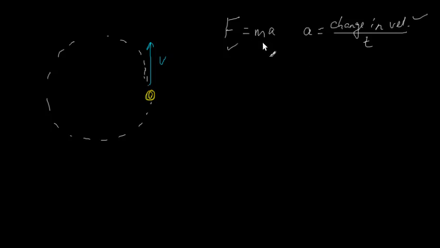So this is what I'm going to try and find out: the direction of this change in velocity. Now this is a bit tricky because the velocity itself changes direction. So let's see how we can do this. Suppose that the velocity is moving here with a speed of 3 meters per second.